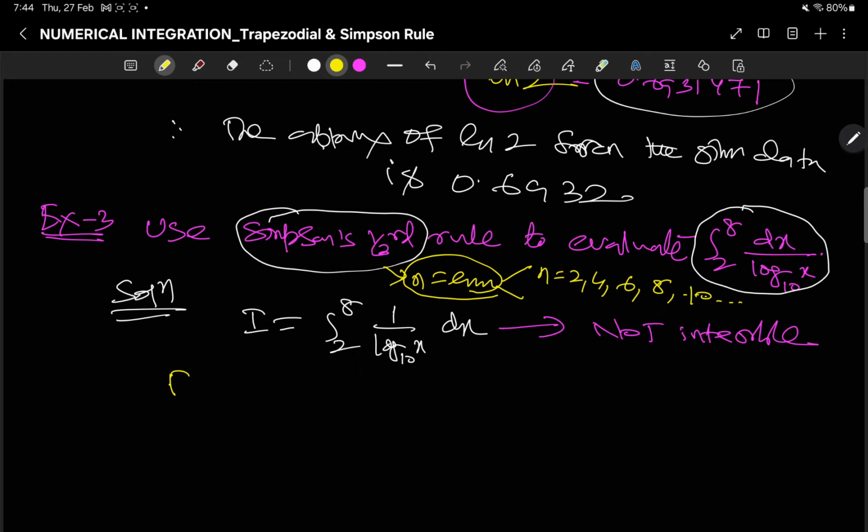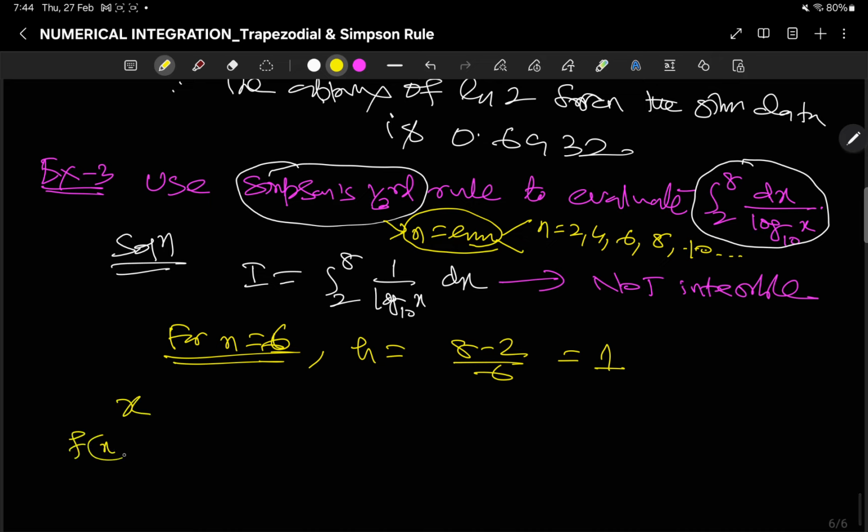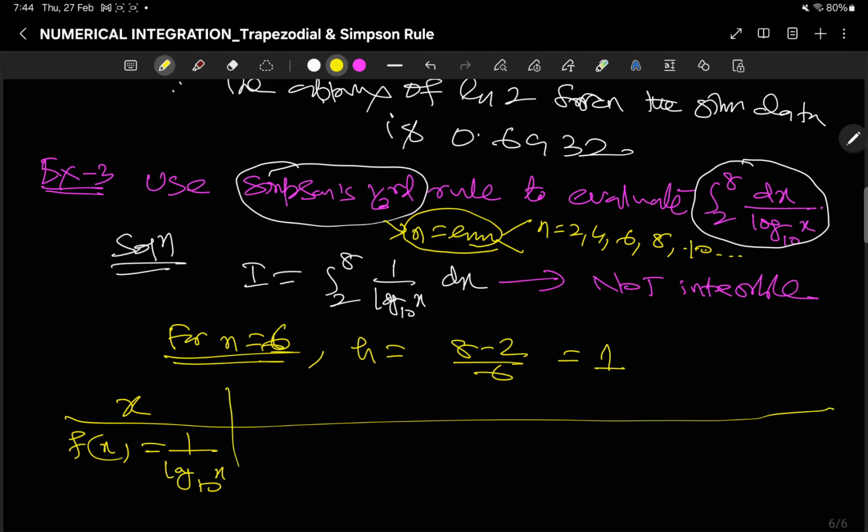If I am taking n equal to 6, then this h is a better one. I have h equal to 8 minus 2 by 6, which is 1. Now I tabulate the data x, and my f(x) is 1 by log x to base 10. So let me just tabulate the data. It will start at 2 and increase by 1. So it is 2, 3, then 4, then 5, then 6, 7 and 8. Accordingly, the functional values here will be 3.3219, 2.0959, 1.661.